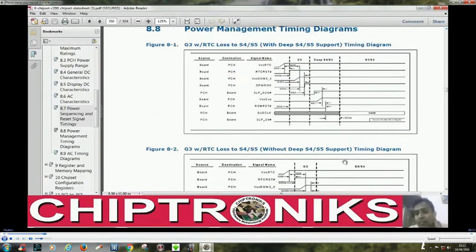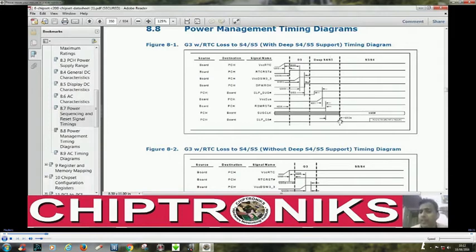In many companies you will find many kinds of boards, by Toshiba, by HP, by Dell, by Acer. Some are using this deep S4 S5, some are not using this deep S4 S5. And how to know whether they are using it or not, we can see when we are analyzing the laptop motherboard, whether they are using this deep S4 S5 or not.